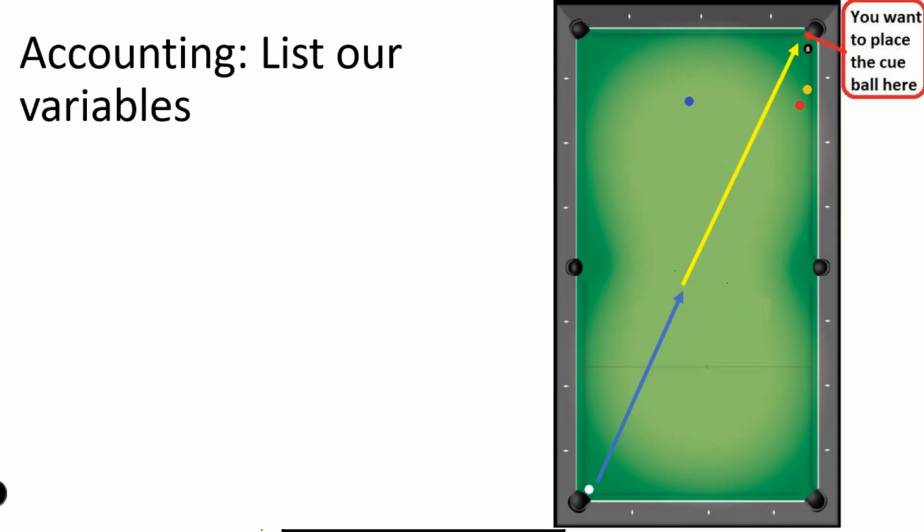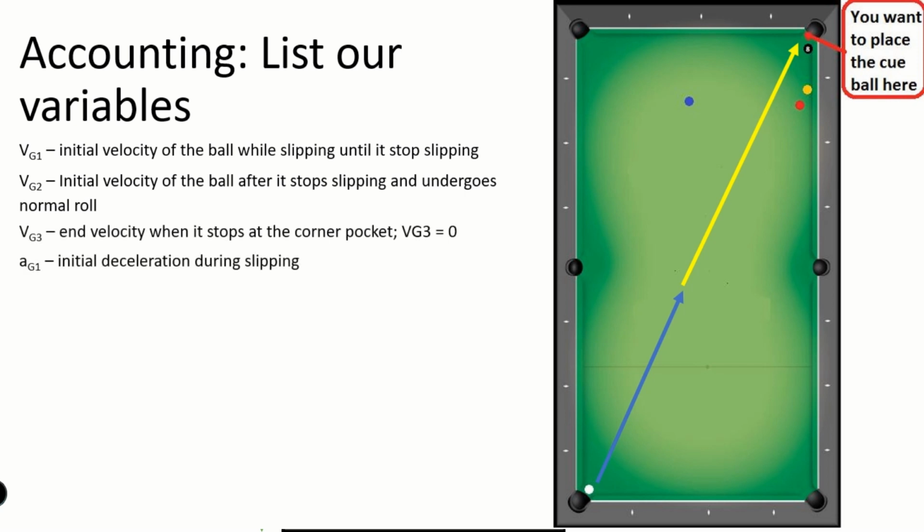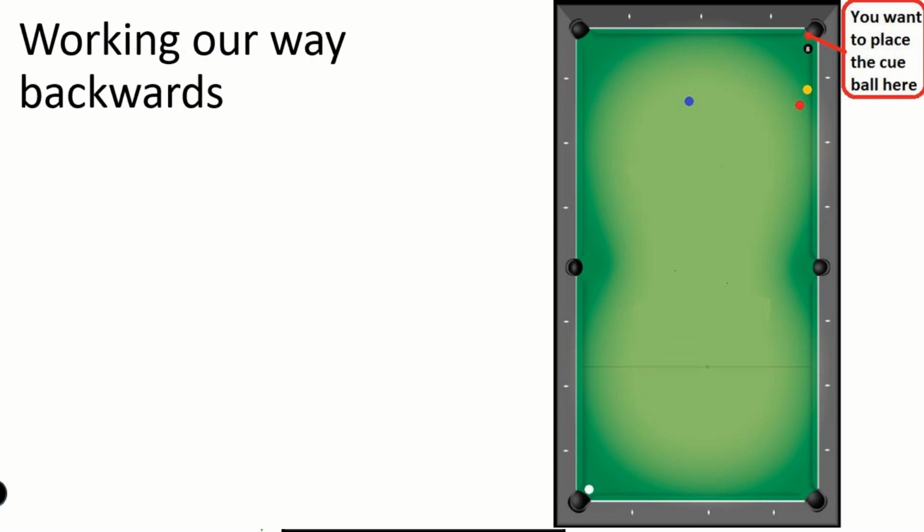Let's account for our variables now. The first variable is v sub g1, which is the initial velocity where the ball is slipping until it stops slipping. V sub 2 is the initial velocity of the ball after it stops slipping and undergoes normal roll. V sub 3 is where the velocity of the ball is equal to 0. The first acceleration is the initial deceleration during slipping. The second acceleration is deceleration during non-slip to end of travel at the pocket. T1 is delta t during slipping, and T2 is delta t during non-slipping.